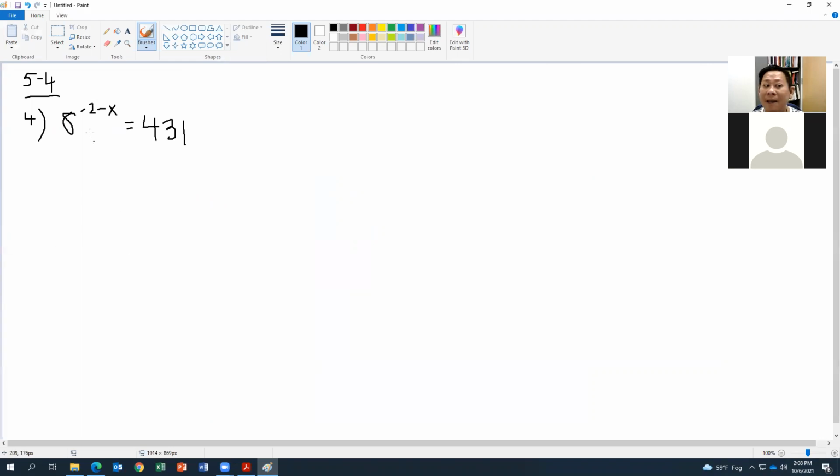How do we, it's exponents, right? So what do we do? We move the base. This 8 will be moved down there. So when you move your base down, what you get is -2 minus x equals log base 8 of 431.